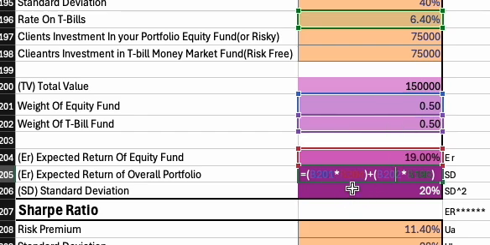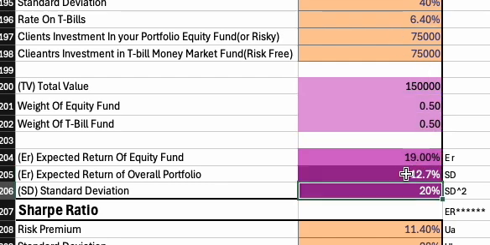each one of those weights by two different variables. The first weight you're going to take is your weight of your equity fund, and you're going to multiply it by your expected return of equity fund. And then you're going to put those in parentheses, and you're going to add that to the weight of the T-bill times your rate on T-bills, which is 6.40%, which will give you 12.7%.